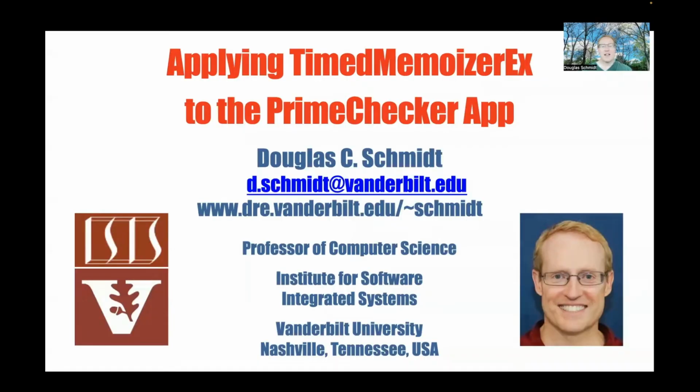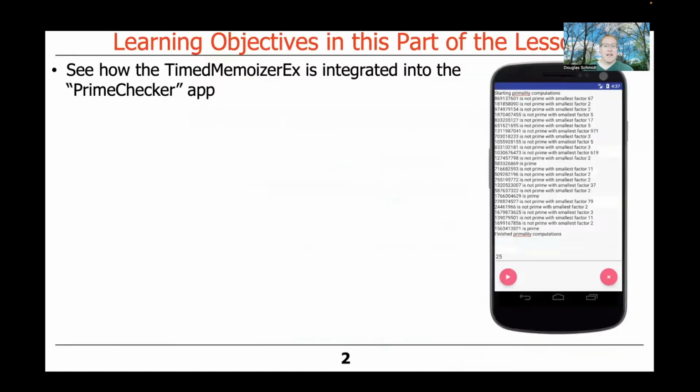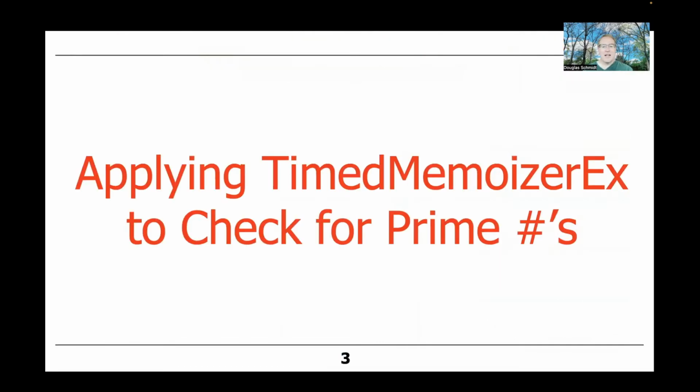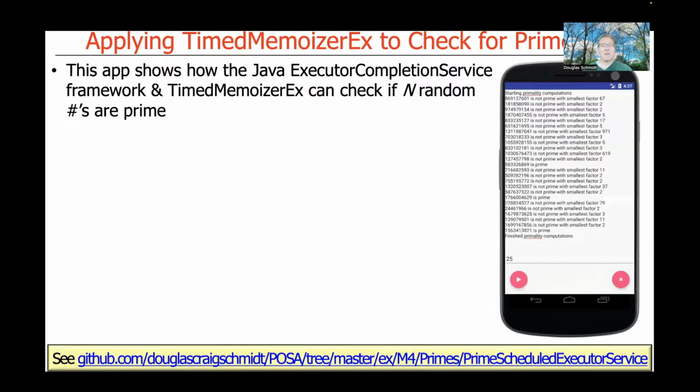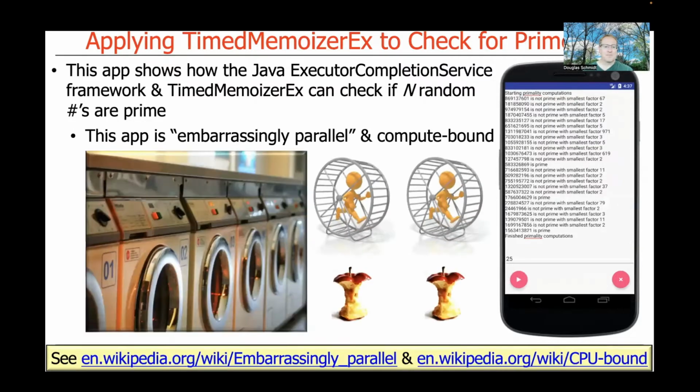Now that we've walked through our end-all be-all implementation of a timed memoizer, TimedMemoizerEx, let's go ahead and take a look at how we can apply TimedMemoizerEx to our PrimeChecker app. And you can see here that this is the same app we've been talking about before. And this particular app is the one that checks if n random numbers are prime or not.